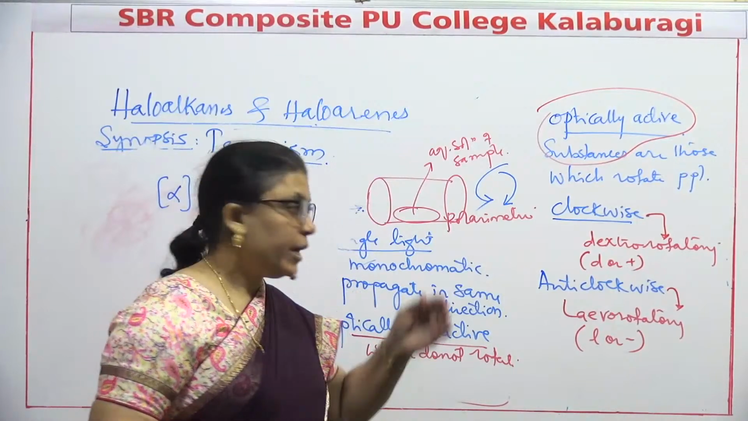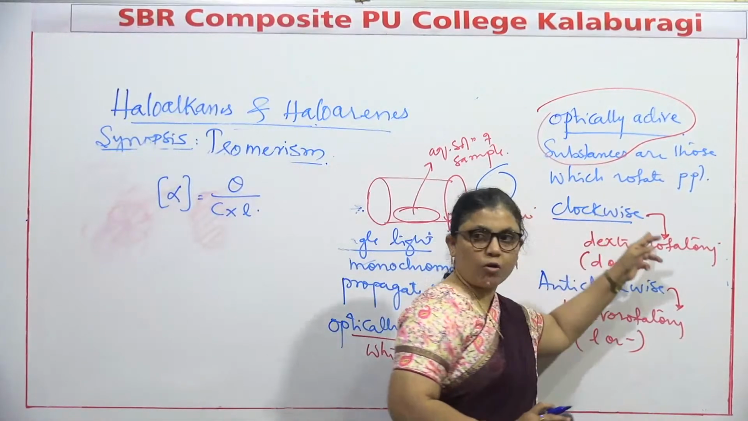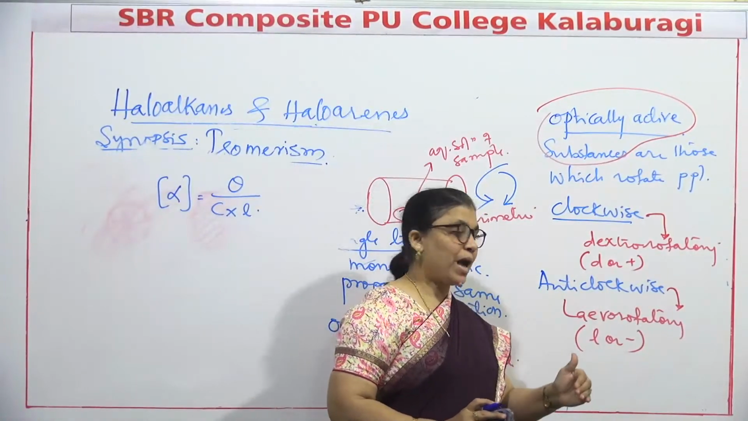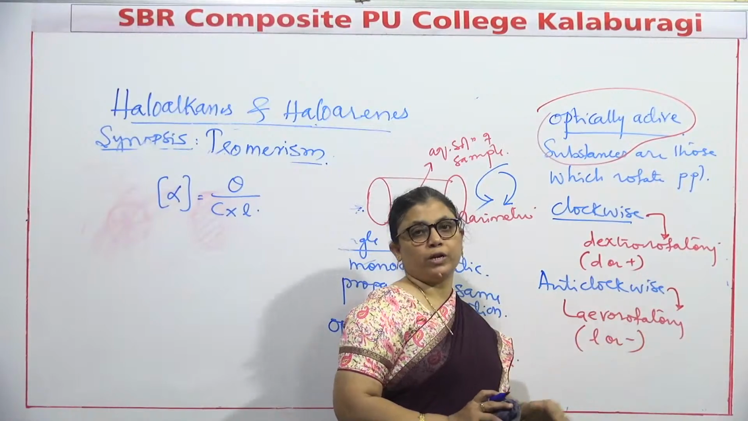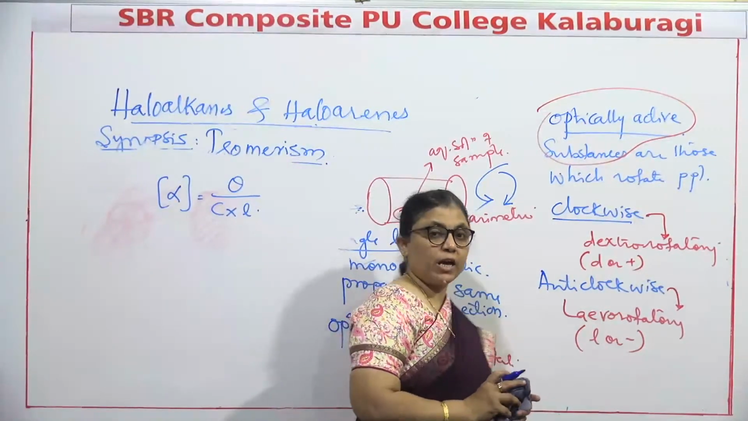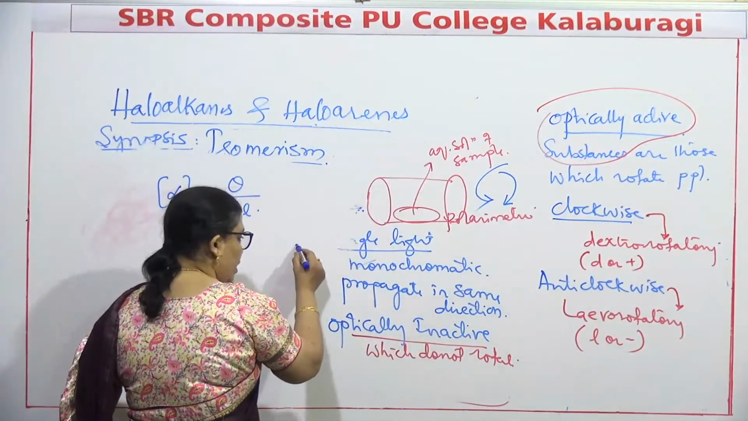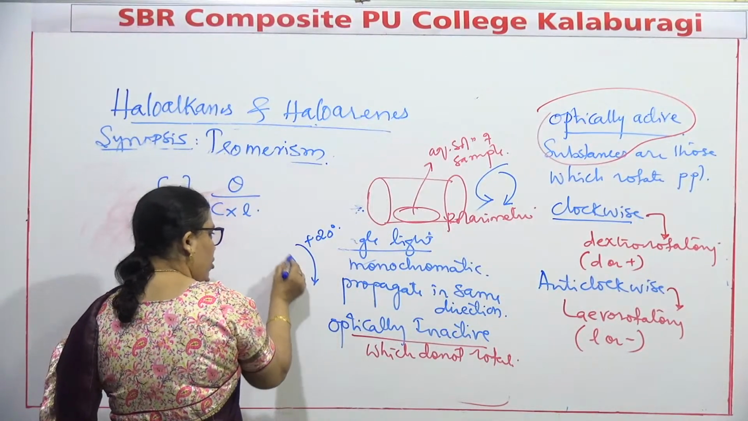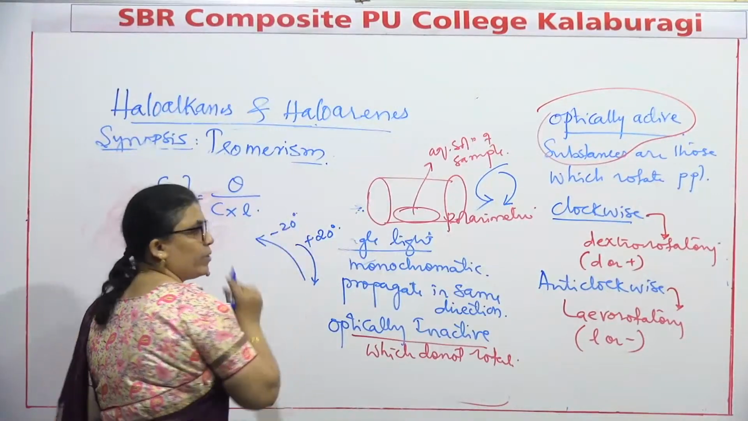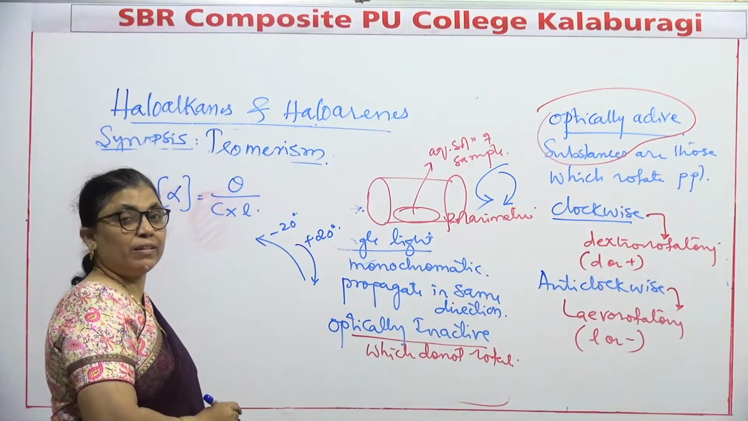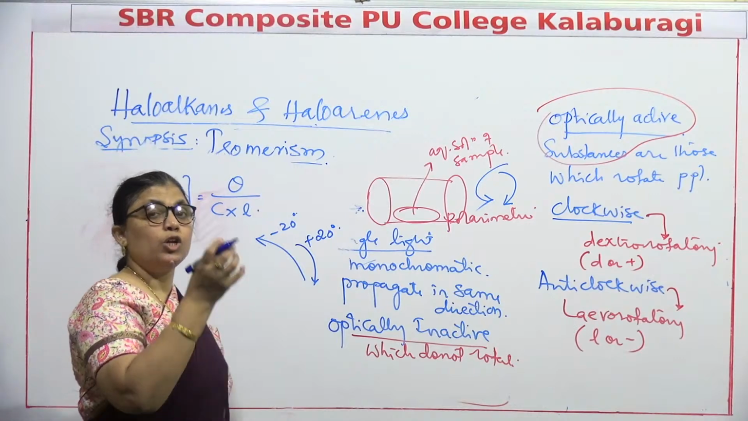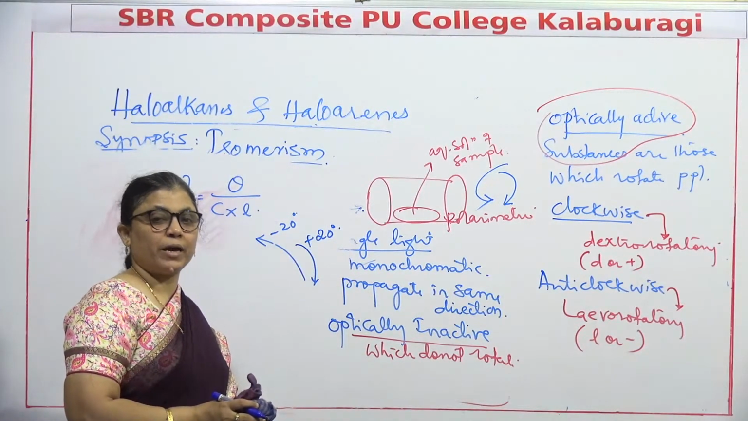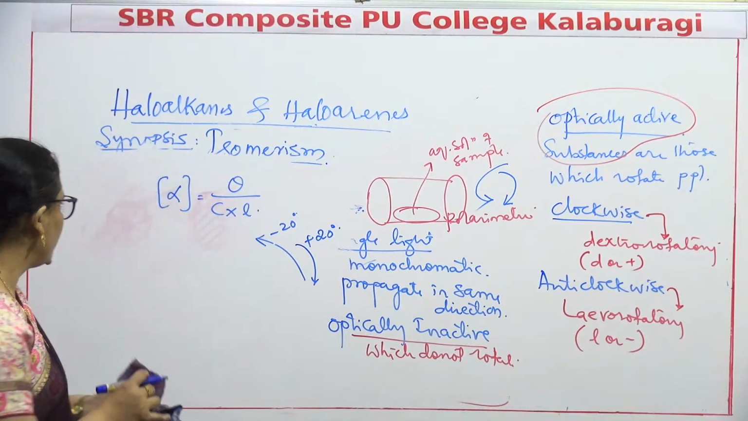Remember one thing. At whatever angle they are rotating in a clockwise direction, the same angle, the same magnitude, they are going to rotate in levorotatory. If they are rotating plus 20 degrees in clockwise, in anti-clockwise also they are going to rotate minus 20. That's why the question arises for neutralization, that is, internal compensation takes place. That is racemization.